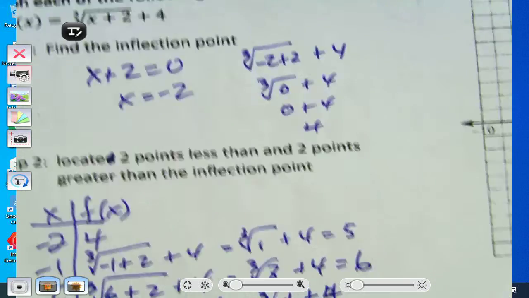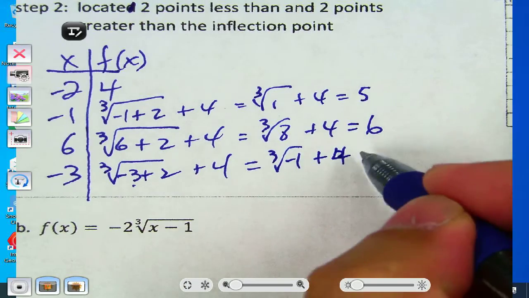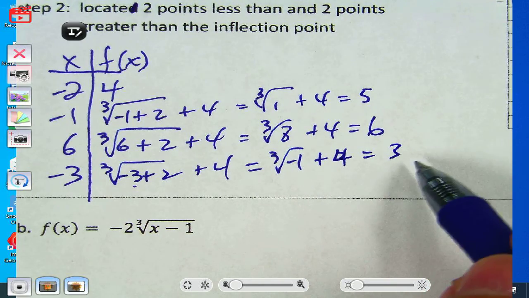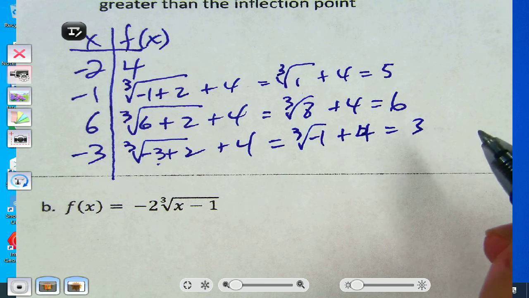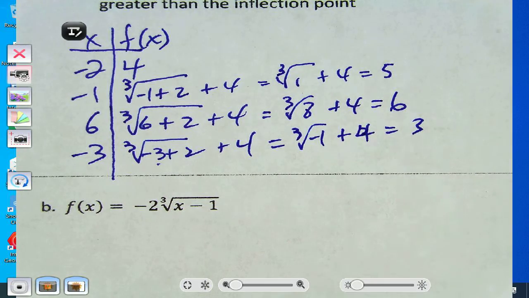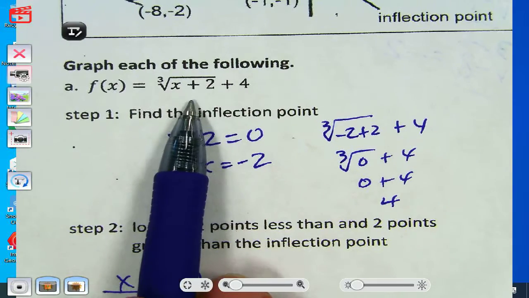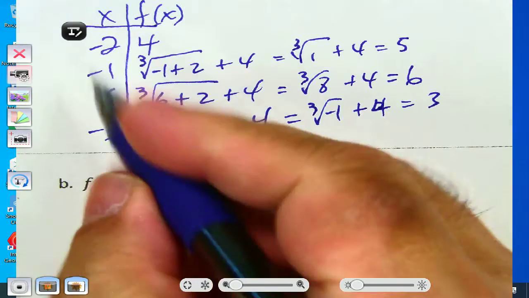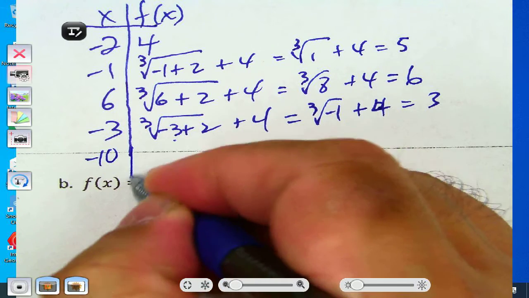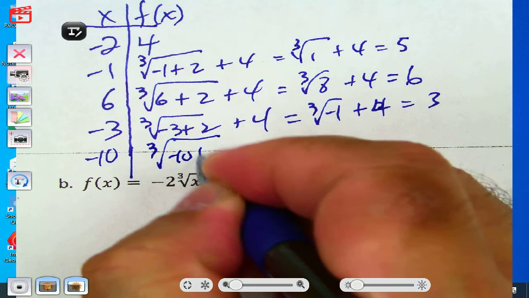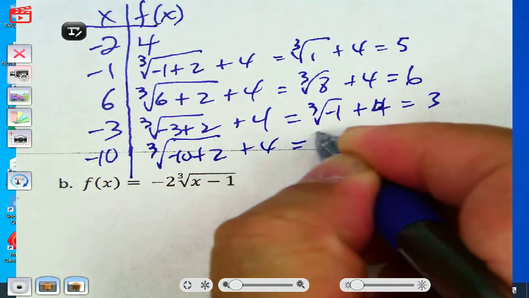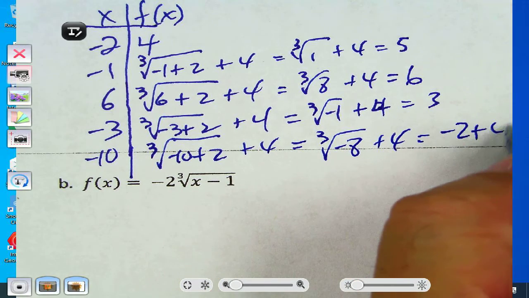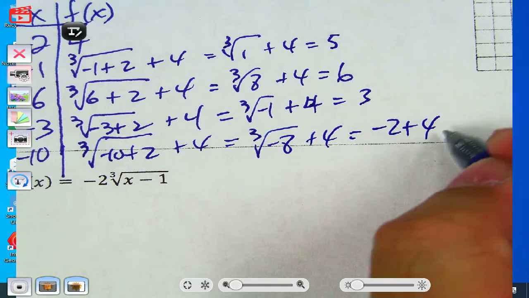Okay, I got it. So that becomes 3, right? Cube root of negative 1 is negative 1. Negative 1 plus 4 is 3. So that's 3. Now, one more. What do I plug into x plus 2 so that it equals negative 8? Negative 10. So it's cube root of negative 10 plus 2 plus 4. So it's cube root of negative 8 plus 4, which is negative 2 plus 4, which makes positive 2.